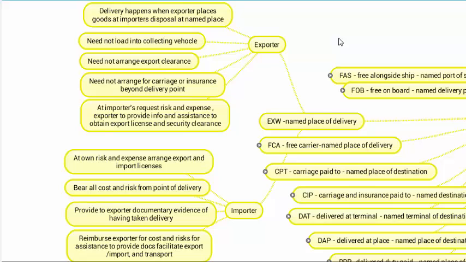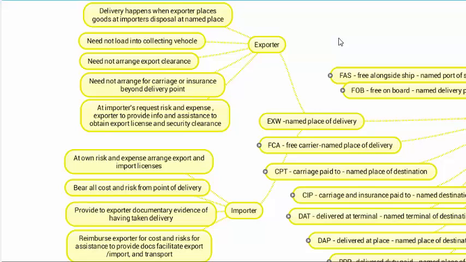The exporter may provide assistance at the importer's risk and expense. If the importer requests, at importer's risk and expense, the exporter may provide assistance and information for obtaining transport document, insurance, security clearance and export license. The exporter may, at the importer's request, risk and expense, arrange for export license, security clearance, documents for carriage and insurance.